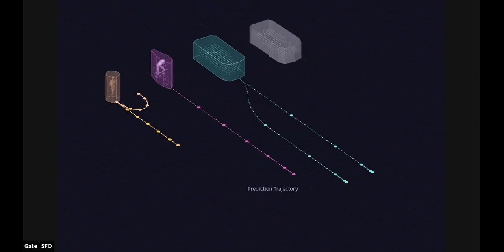And similar to perception, the algorithm may consider there are several possible trajectories an object would take, and that is the multiple paths coming out of each one.